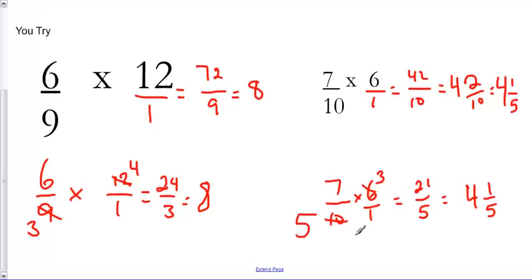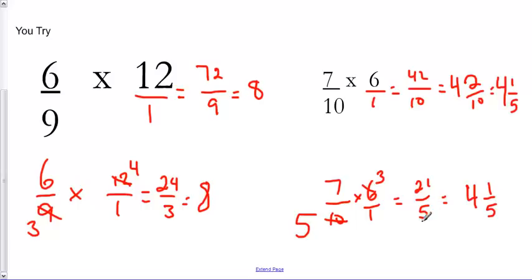Just a little reminder. So now if I do the same problem with cross simplification, I can simplify the 6 and the 10. I divide them both by 2 because they're even numbers. So 6 divided by 2 is 3. 10 divided by 2 is 5. 7 times 3 is 21. 5 times 1 is 5. So then you divide 21 by 5 and you get 4 1/5.